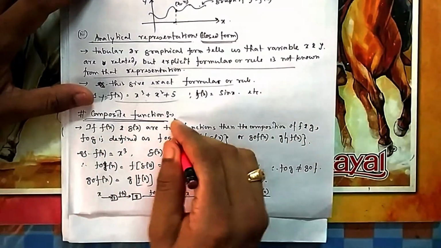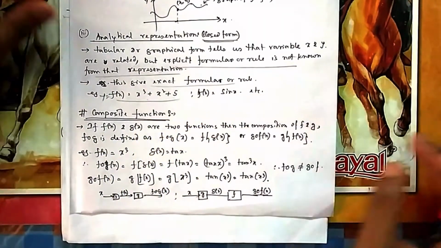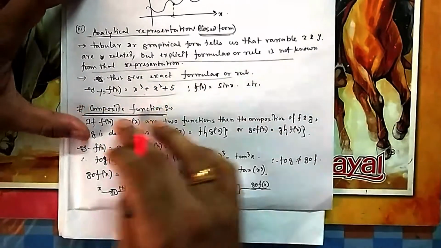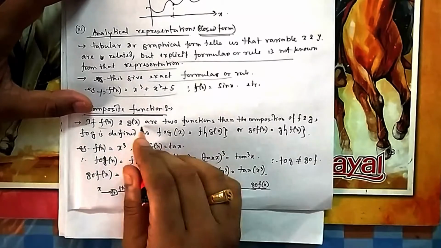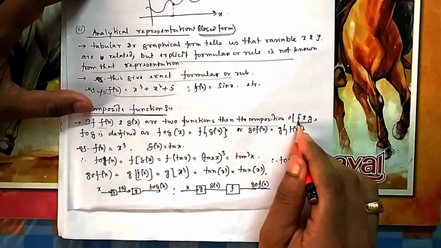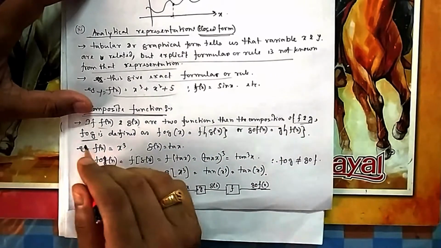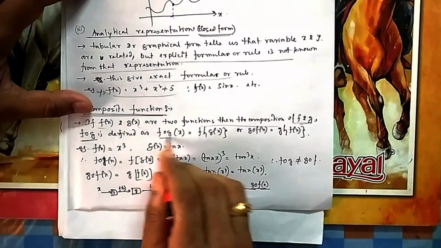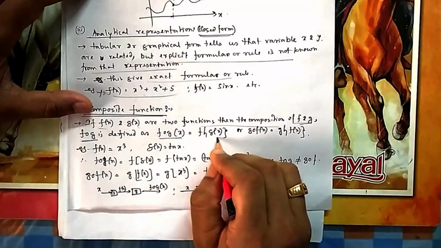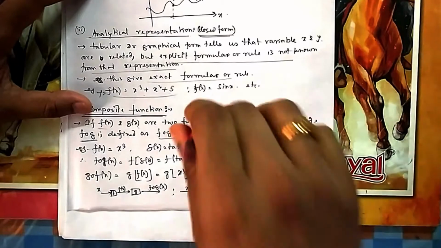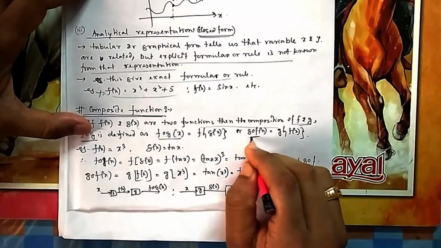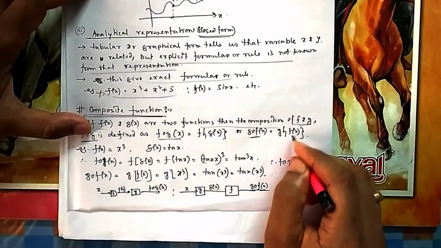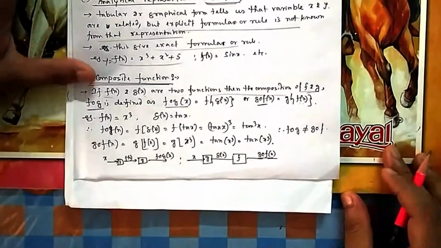Now next is composite function. I have given you just a brief intro here; in the advanced portion we will learn it in more detail. For basics, it is okay. If f and g are two functions, then the composite of f and g is defined as fog or gof. fog of x is f of g of x, so it is function over function. The other one is gof, which is g of f of x. So two types of composition are possible.